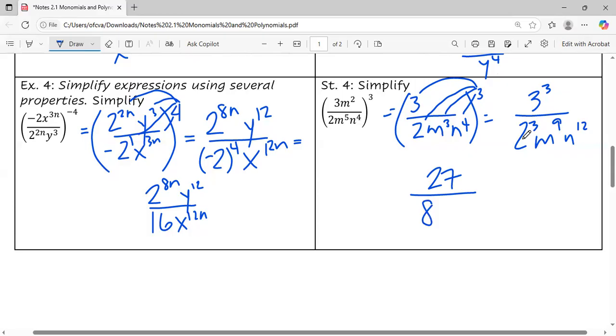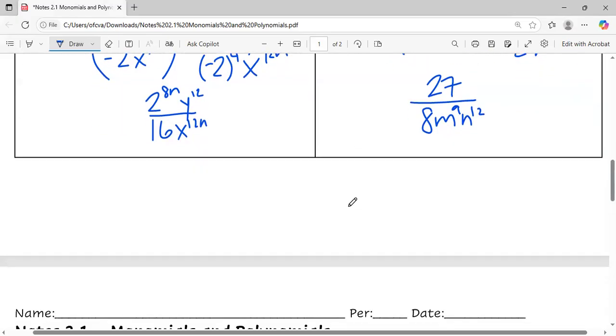Remember, it's not 2 times 3. It's 2 times 2 times 2. Then m to the 9th and n to the 12th have to stay. There's nothing else you can do about that. So that's the part about simplifying expressions or monomials, which at the end, you may or may not be able to describe or classify as monomials.